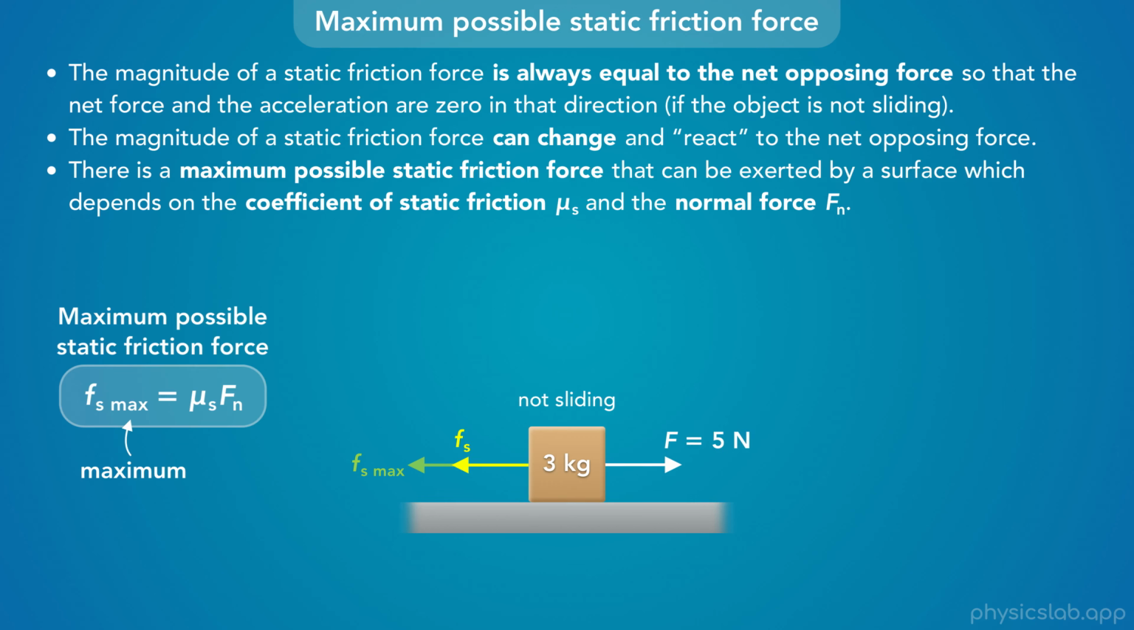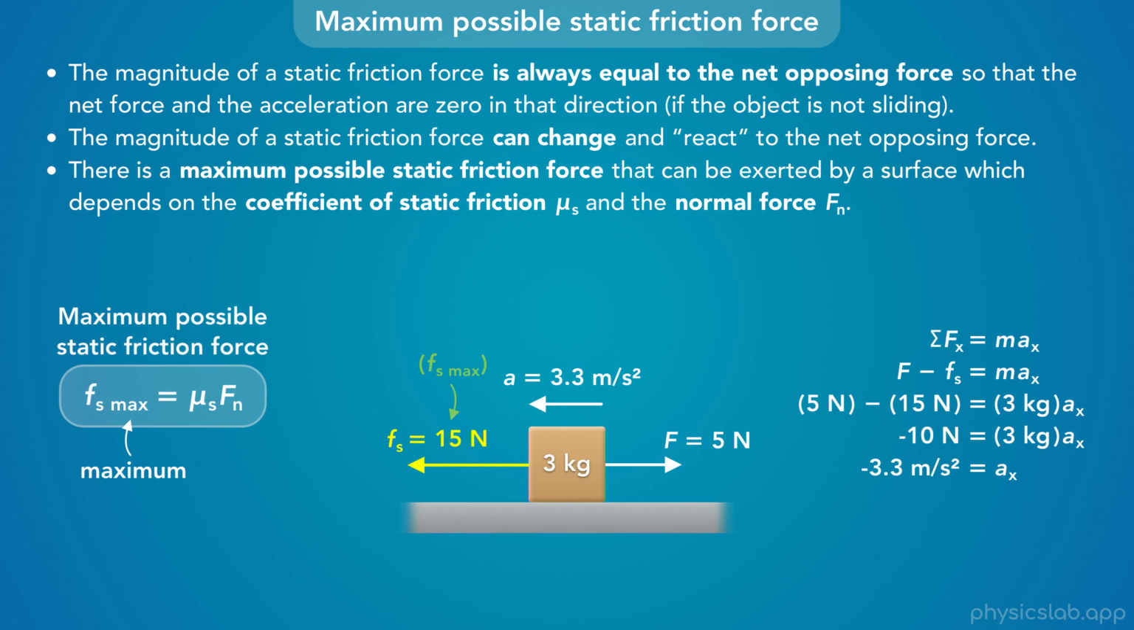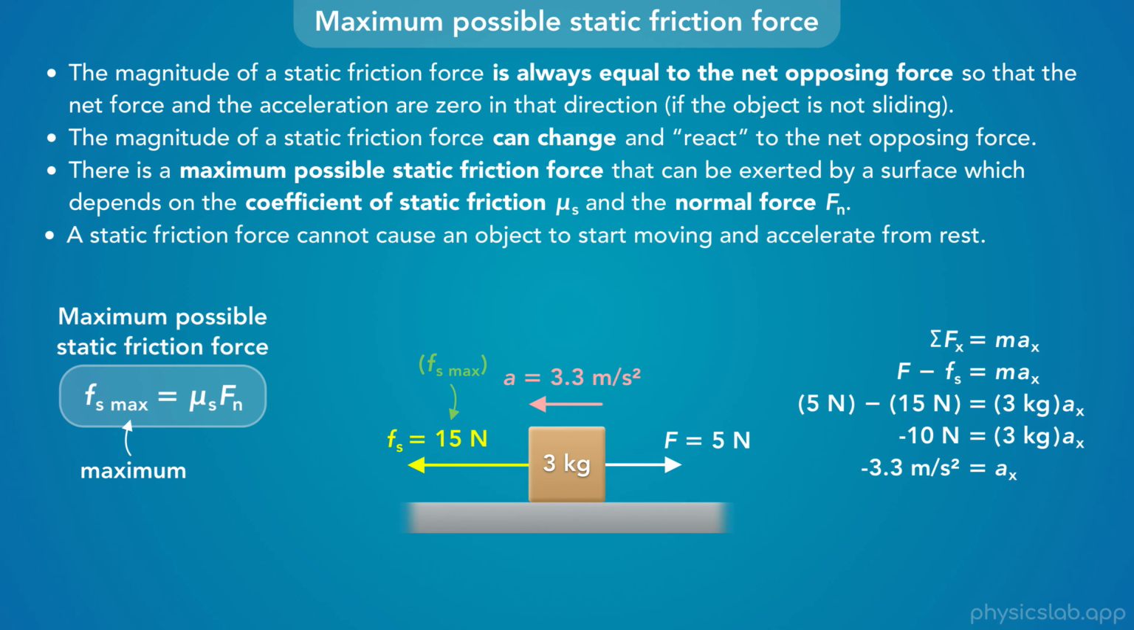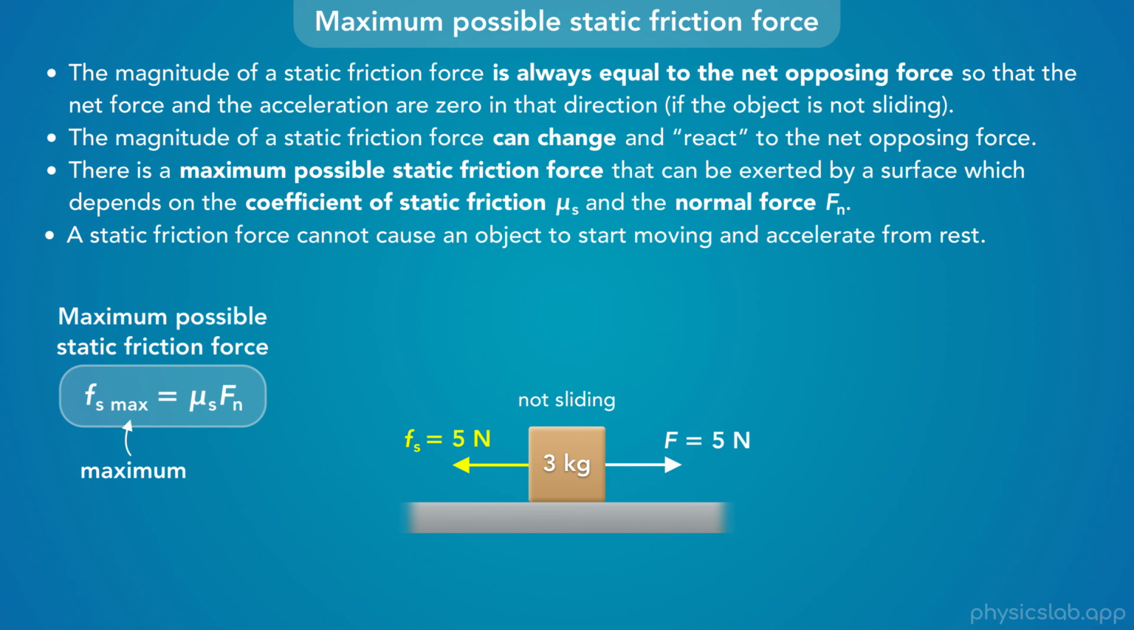If the net opposing force was 5 newtons to the right, the static friction force is 5 newtons to the left. But if we used this equation incorrectly and said the actual static friction force is 15 newtons to the left, Newton's second law tells us that the box would start to accelerate to the left in the direction of the static friction force. This can't physically happen. So remember that a static friction force cannot cause an object to start moving and accelerate from rest. It can only prevent an object from moving and keep it at rest.